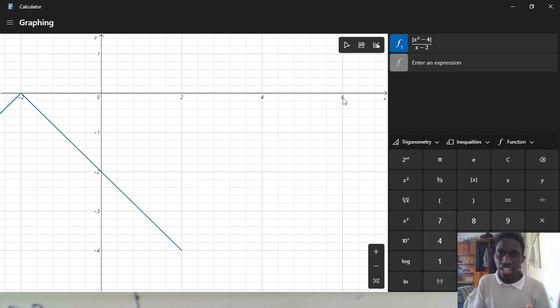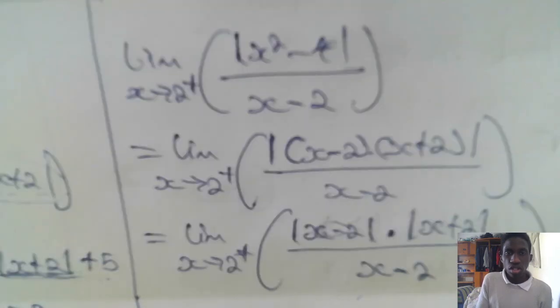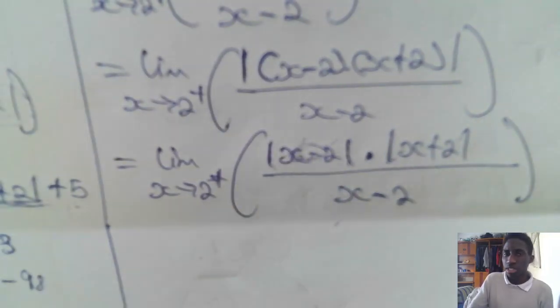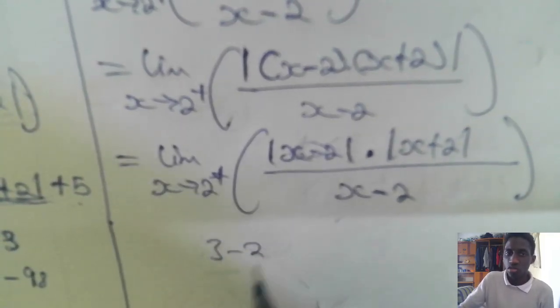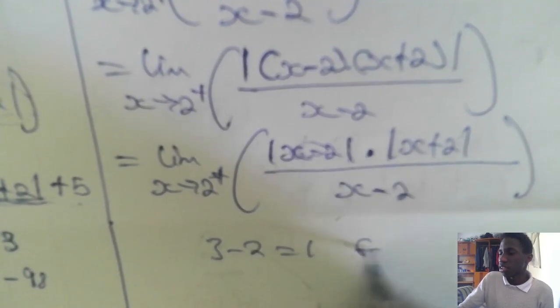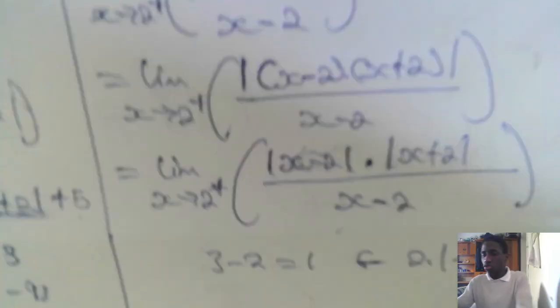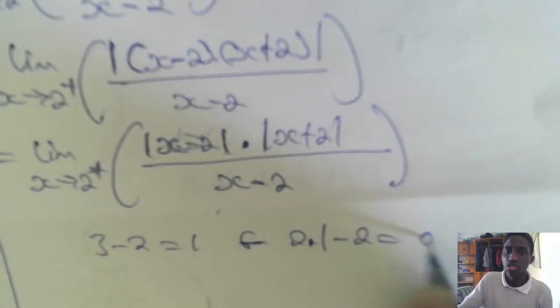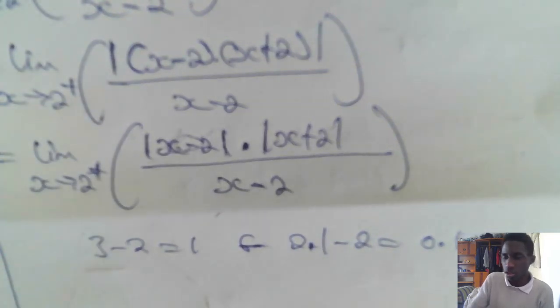So we're passing numbers like 6, 4, 2.5, 2.3, 2.1. These numbers are greater than 2. And when we use any number that's greater than 2 and subtract 2 from it, we're going to have a positive number, right? Like 3 minus 2, for instance, is 1. 2.1 minus 2 is 0.1, which is still positive. So you have a positive number.